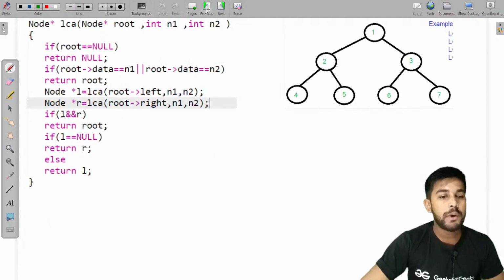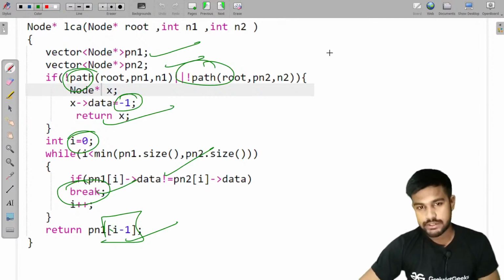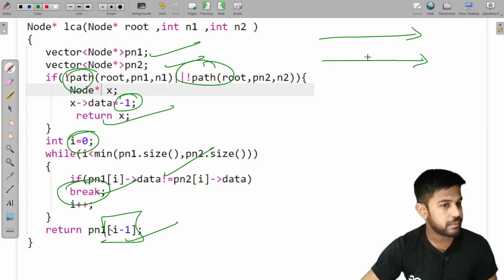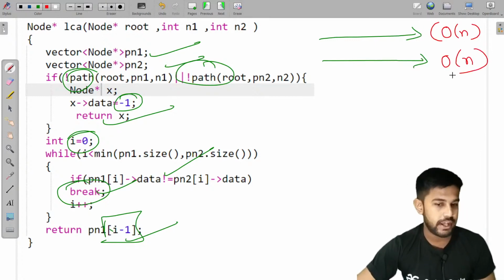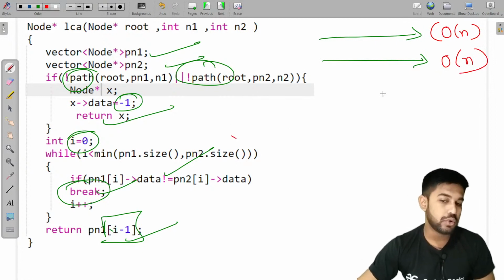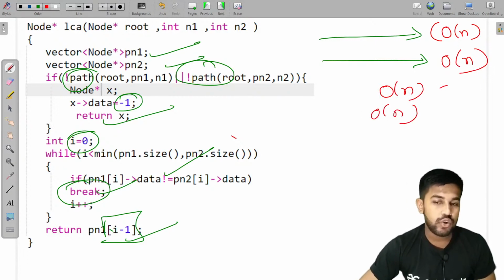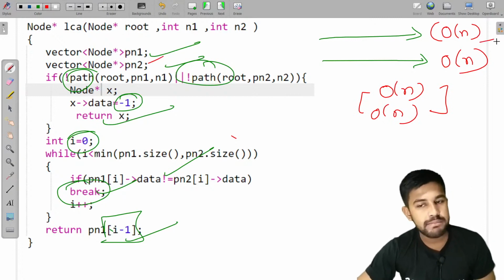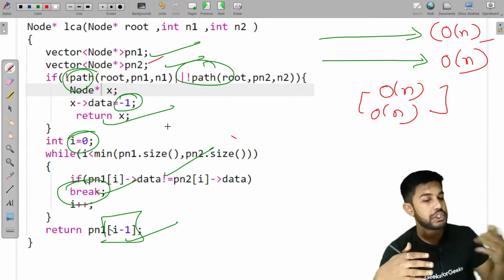Now what is this doing? We are doing two traversals. First we take out the path for n1, then again we take out the path for n2. Taking out the path takes big O of n and big O of n. Then we are storing 2 vectors, so big O of n and again big O of n for space. Time is also still the same. So we can see that we need to do two traversals and we need to keep 2 vectors.